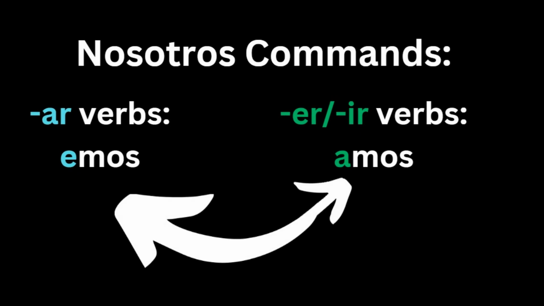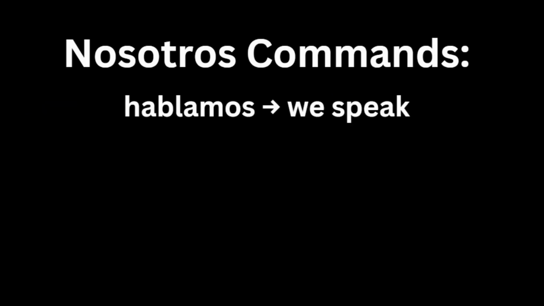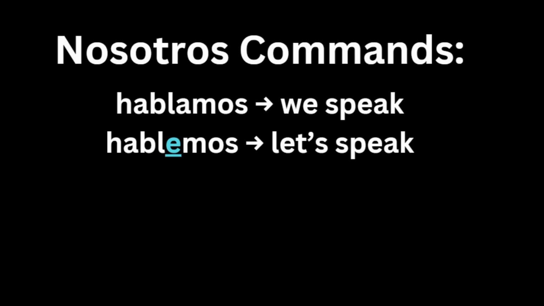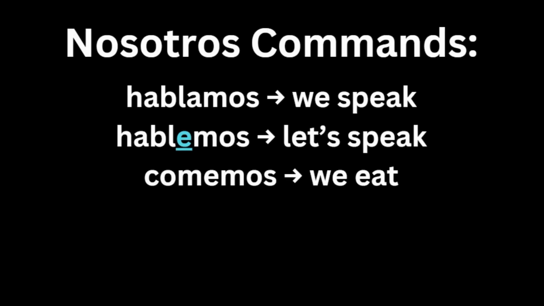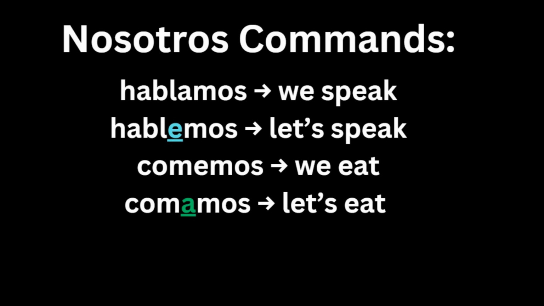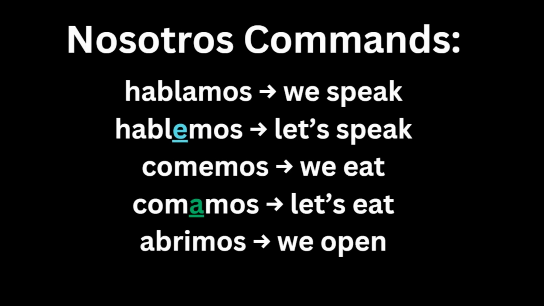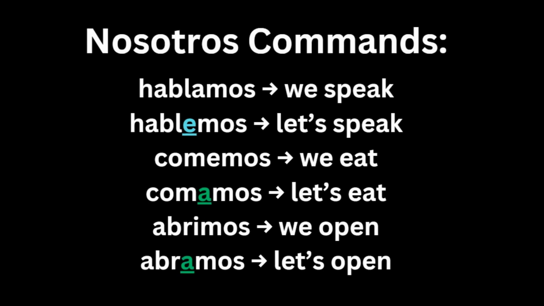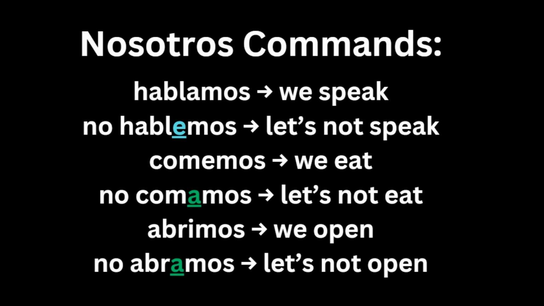The best thing about these changes, and for every verb there is in the nosotros command, is that these changes are kept even in the negative command. Hablamos means we speak, but hablemos means let's speak. Comemos means we eat, but comamos means let's eat. Abrimos means we open, but abramos means let's open. And in the negative, they keep their forms with no in the beginning. That's how regular verbs function with nosotros commands, both in the affirmative and negative.